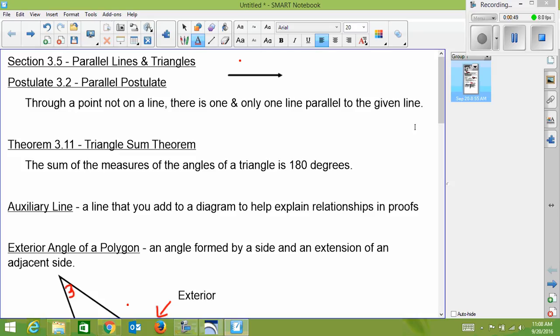Theorem 3.11 is one that we learned in 7th and 8th grade. Triangle sum theorem. The sum of the measures of the angles of a triangle is 180 degrees. We should all know that. Any triangle has 180 degrees in it.